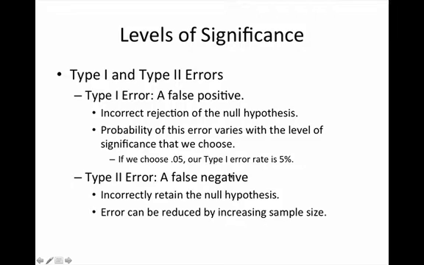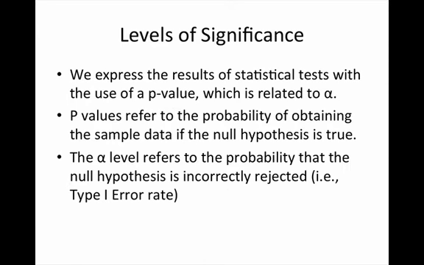Now, just to put this into text, type 1 and type 2 errors refer to false positives and false negatives, respectively. A type 1 error refers to an incorrect rejection of the null hypothesis, and the probability of this error varies with the level of significance that we choose. So if I choose, for example, an alpha level of 0.05, then my type 1 error rate is 5%. A type 2 error is kind of the inverse of a type 1 error. It refers to the probability that I'm going to incorrectly retain the null hypothesis. And this error can be reduced by increasing sample size.